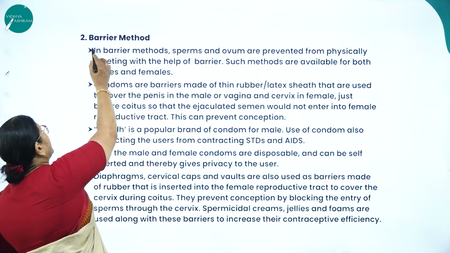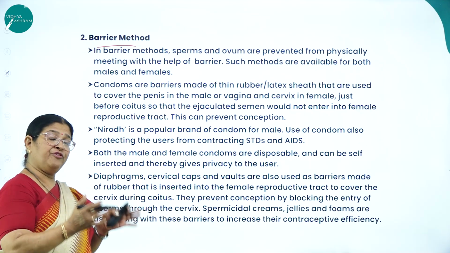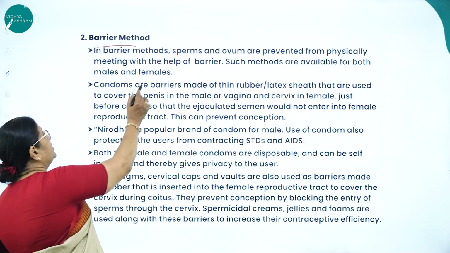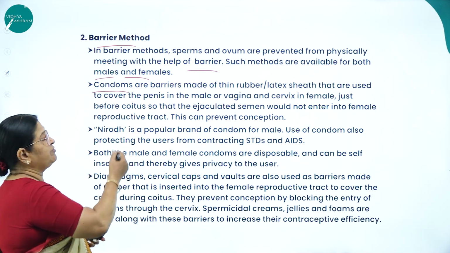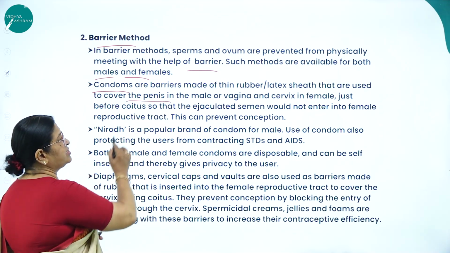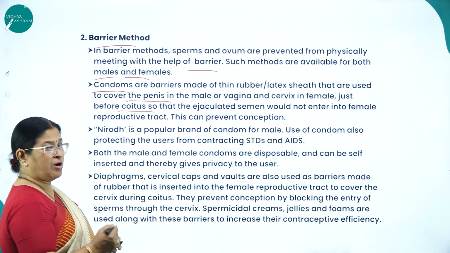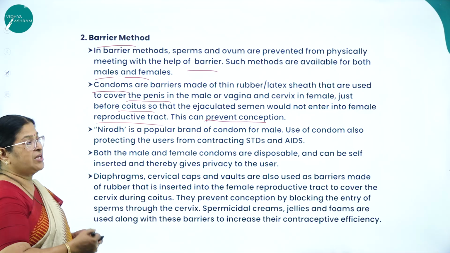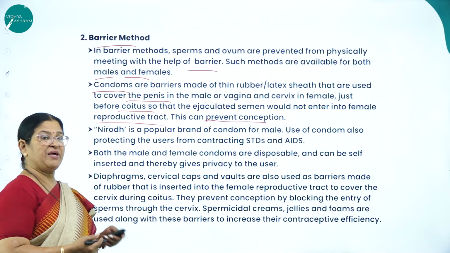Moving on to barrier methods. Already I told you, the very concept of contraceptives is avoiding the fusion of the male gamete and the female gamete. So here, sperms and ovum are prevented from physically meeting with the help of a barrier. Such methods are available for both male and female. For example, one of the barrier methods is condoms, which are nothing but a thin rubber latex sheath used to cover the penis in the male or the vagina and cervix in the female just before coitus, so that the ejaculated semen would not enter into the female reproductive tract, and this can prevent conception. That is the reason why condoms are distributed by the health department to avoid unwanted pregnancy and even for spacing the children.